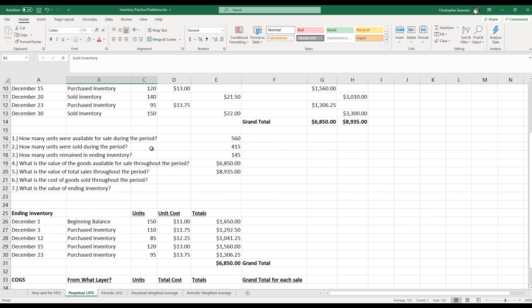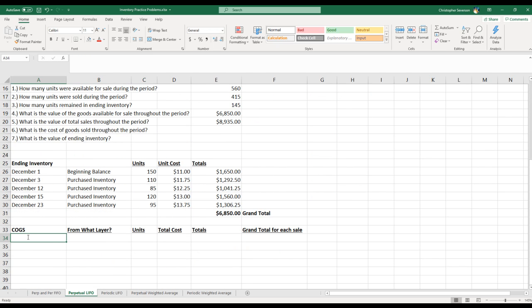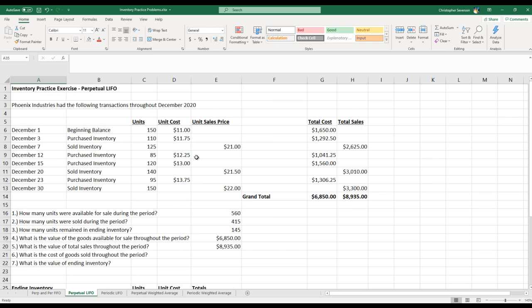So the first one, we need a December 7th sale. That's our first challenge here. We need to sell 125 units, and we need to know, at this point, these are the two layers we have. So which ones do we pull from? Now here is the challenge for this one.